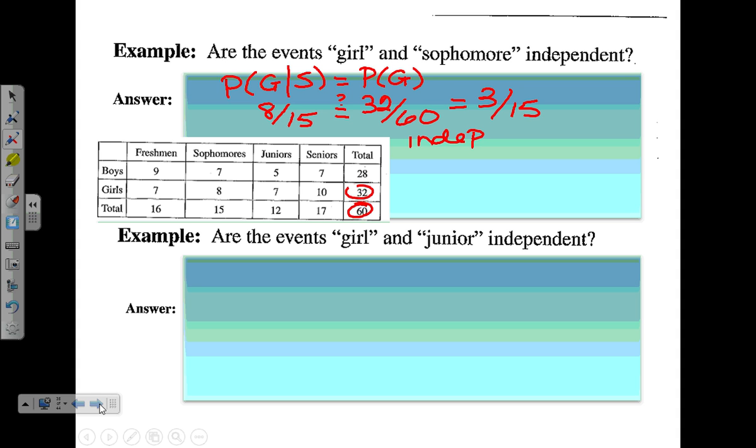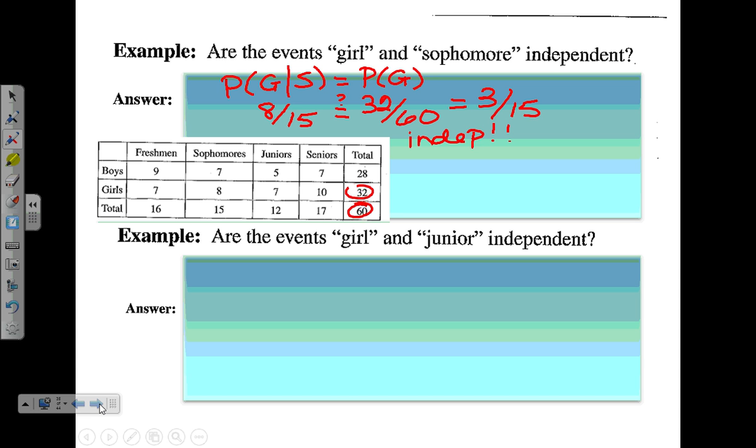So what does that actually mean intuitively? Well, it means the probability of picking a girl doesn't change if we knew ahead of time we had a sophomore. Just because we picked a sophomore, it was the same probability of getting a girl if we knew it was a sophomore as getting a girl out of the total. 8 over 15 either way.